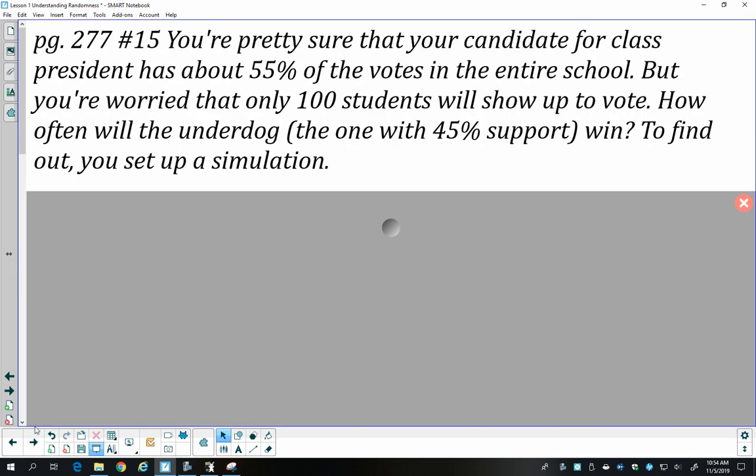So take a minute and read this scenario, and we're going to model this with a simulation using random numbers to determine who would win the election.